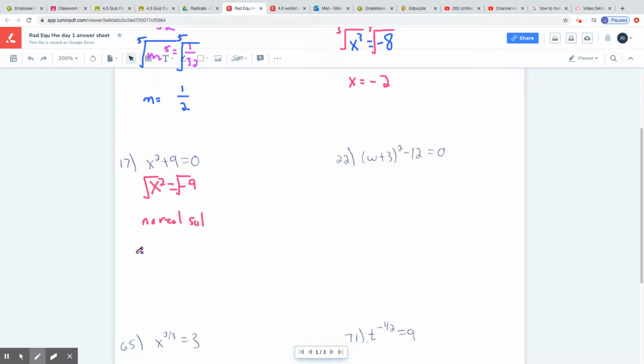You could write no real solutions, you can do no solution, or you can make the empty set. All of those are acceptable answers for number 17.